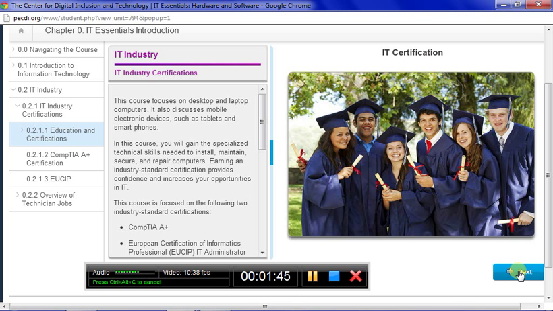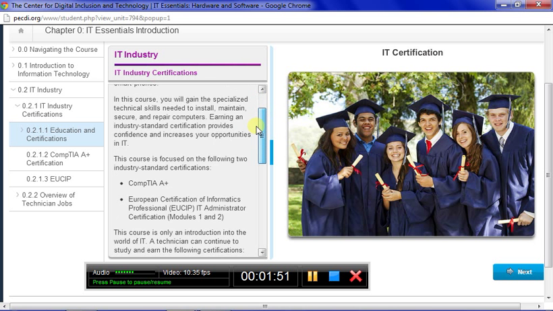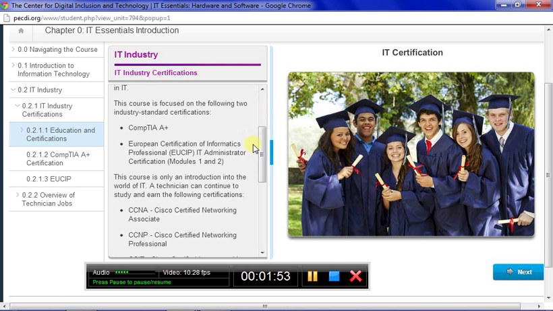This class, which is the IT Essentials Hardware and Software class, really prepares people for two tests, the CompTIA A Plus test and the European Certification of Information Professionals. Now, we're not going to really focus on that. The A Plus certification is really an entry-level certification.